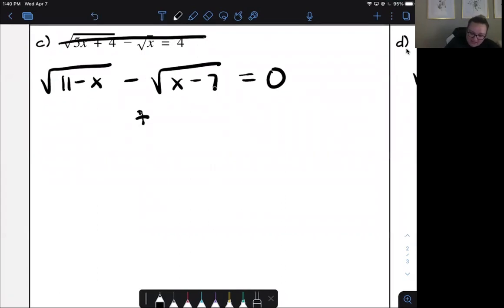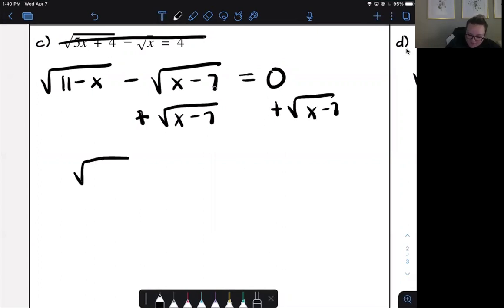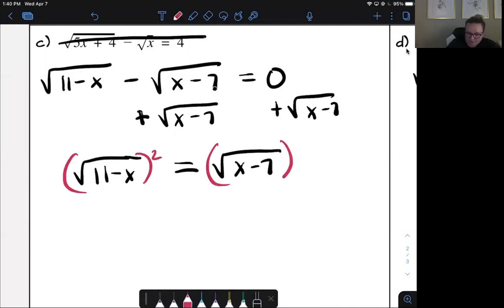So we're going to add the radical to both sides. And we end up with the square root of 11 minus x is equal to 0 plus the square root of x minus 7, which is just the square root of x minus 7. From there, we're going to do the same thing we did before. How do we cancel a square root? We square both sides. Square rooting cancels squares, and vice versa.